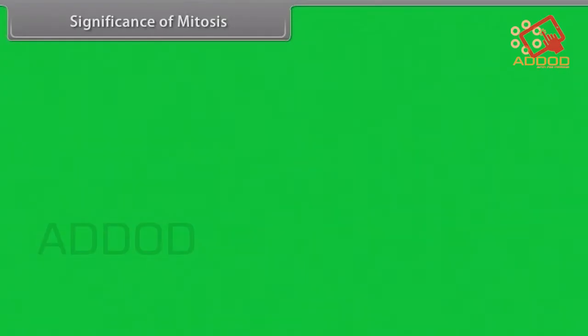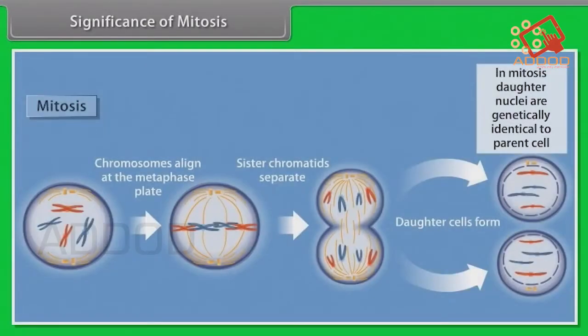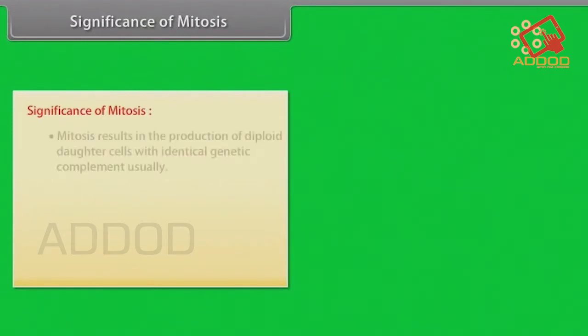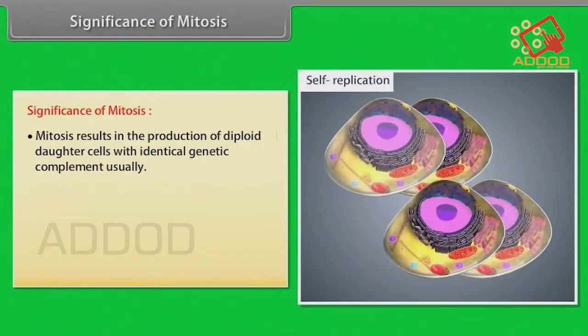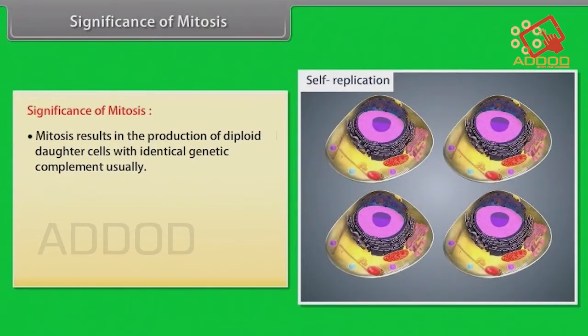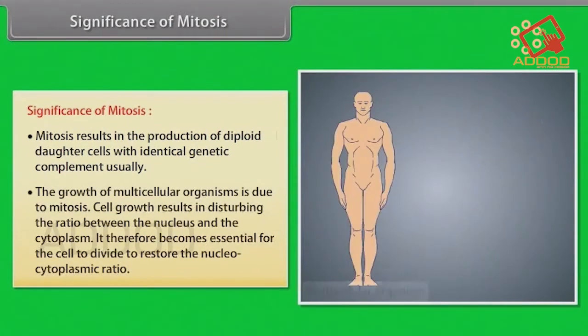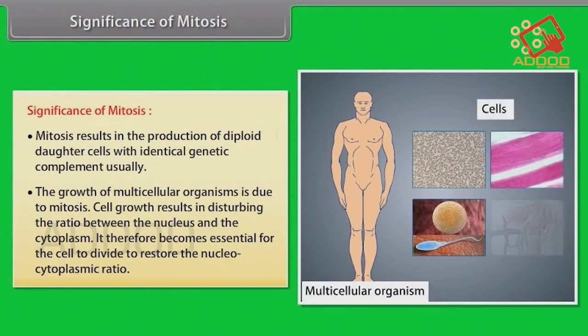Significance of mitosis. Till now we have learnt about various stages of mitosis. Now let us see what is the significance of mitosis. Mitosis results in the production of diploid daughter cells with identical genetic complement usually. The growth of multicellular organisms is due to mitosis. Cell growth results in disturbing the ratio between the nucleus and the cytoplasm. It therefore becomes essential for the cell to divide to restore the nucleocytoplasmic ratio.